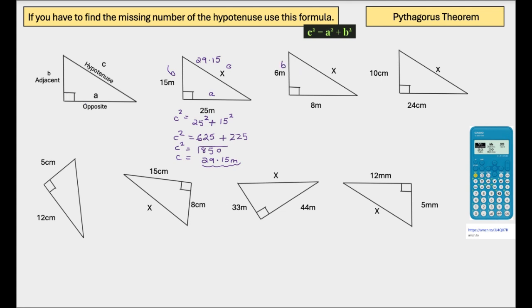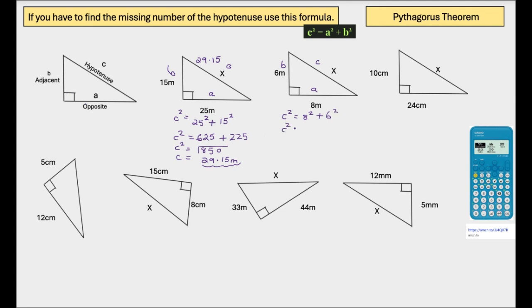Once again, we know that's B, we know this is A, and we know that that's C, and that's our longest side called the hypotenuse. So, let's do it. That has just gone haywire, hasn't it? Let's try that again. So we have c squared equals a, which is 8 squared, plus 6 squared. There we go, just plugged all that in.